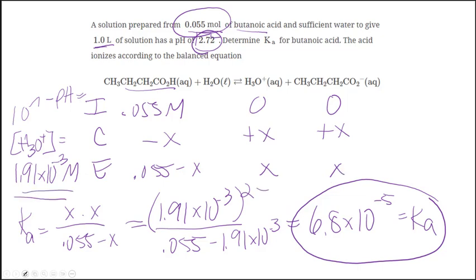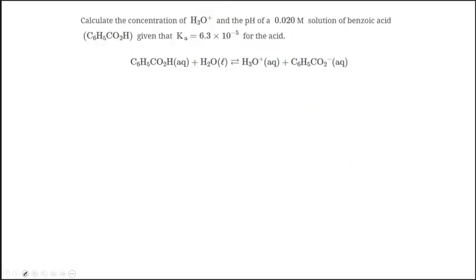Plugging in my hydronium ion concentration into x, into my Ka expression, I got a Ka value of 6.8 times 10 to the negative 5. See if you get the same thing. See if you can set this one up.